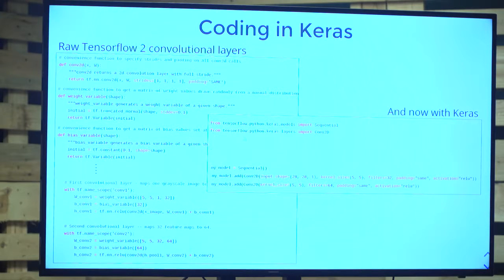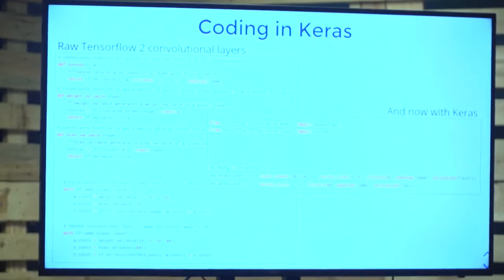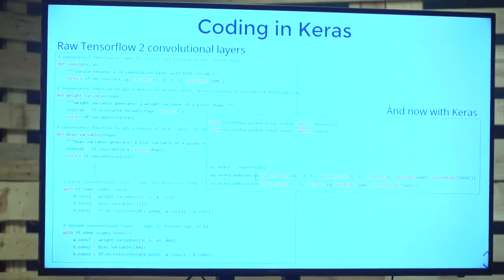So these are the imports that you use if you're using the Keras inside TensorFlow Core. So we just import this thing called sequential and something called conv2d. And we set up something called a model. So they have this model object, and a sequential model is just the most basic kind of neural network. So sequential just means we're going to add one layer after another in sequence. And then we just do myModel.add, and we add a conv2d.